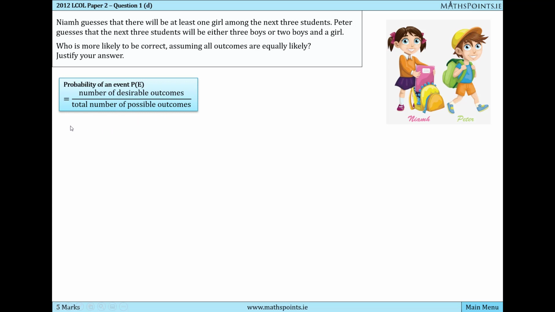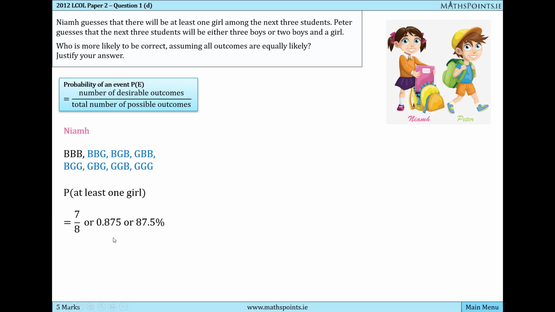If we take Neve's guess, first of all, Neve has said that there will be at least 1 girl. So listing out all the possibilities, 7 of those possibilities include at least 1 girl. The only outcome that doesn't include a girl is the outcome where we have a boy, boy and boy. So the probability of at least 1 girl is 7 over 8, or 0.875, or 87.5%. So we can write the answer as a fraction, as a decimal, or as a percentage.